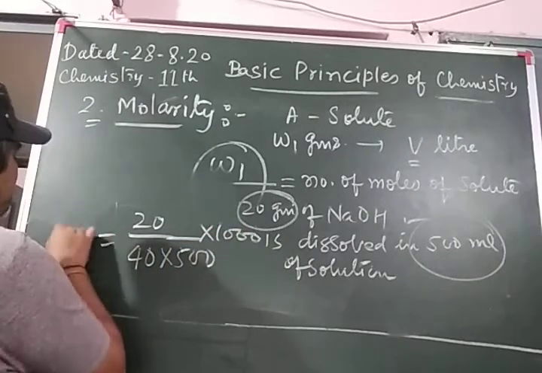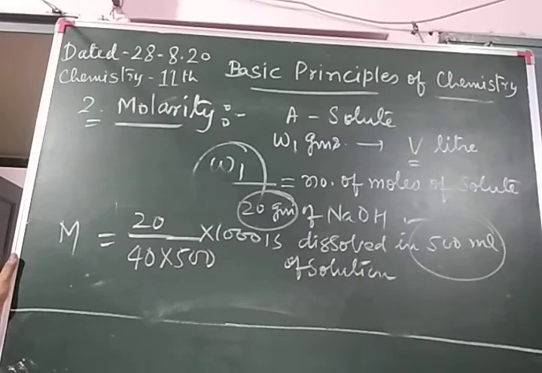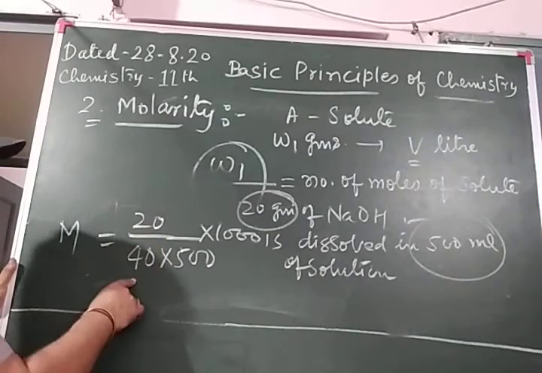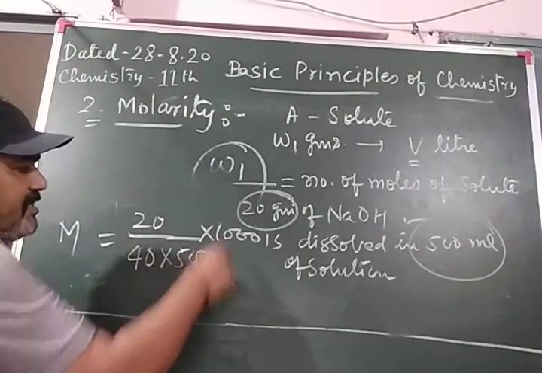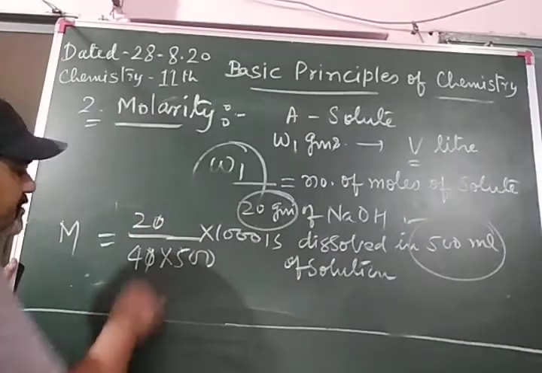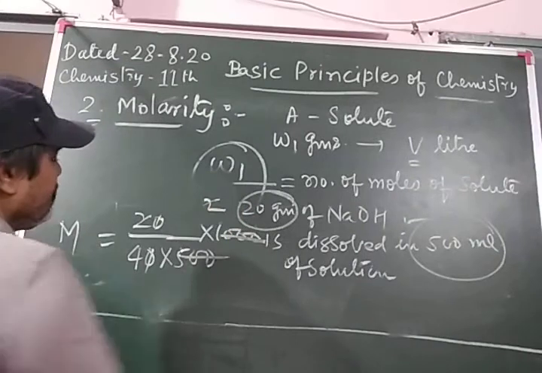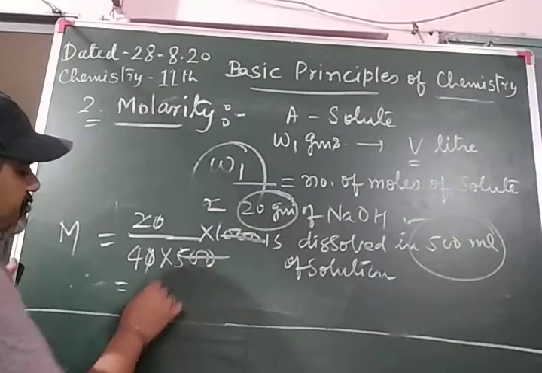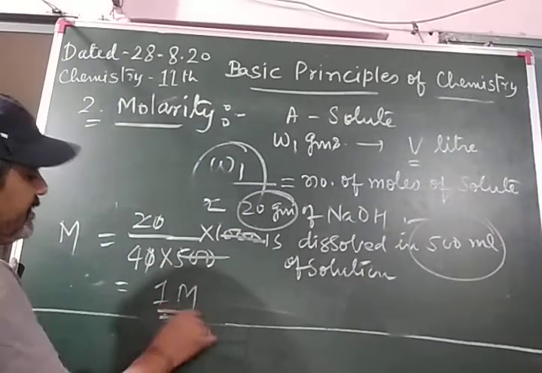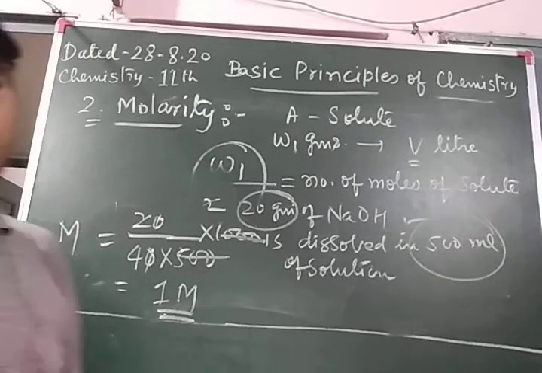So this will be the molarity of the solution, M equal to 20 upon 40 upon 500 multiplied by 1000. On cancellation, 2 to the 4. So this will be 1M. Molarity is 1M. Is it clear?